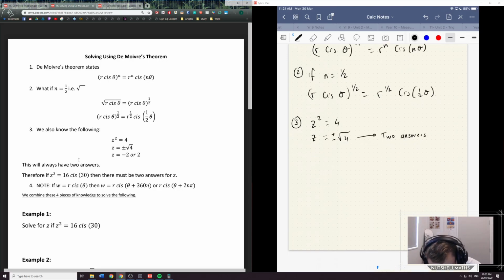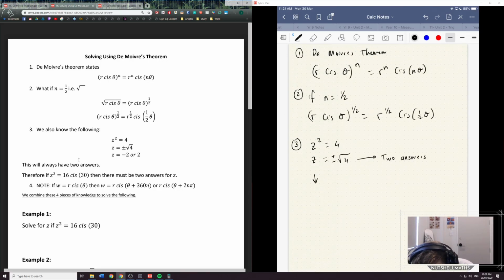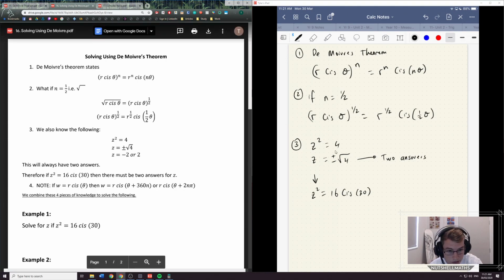So if you imagine this scenario here, but instead of z squared equals 4, we said z squared equals 16 cis 30, then the square root of 16 cis 30 must have 2 solutions, right? The square root of 16 cis 30 must have 2 solutions, because this is true. What we've just said here is true.